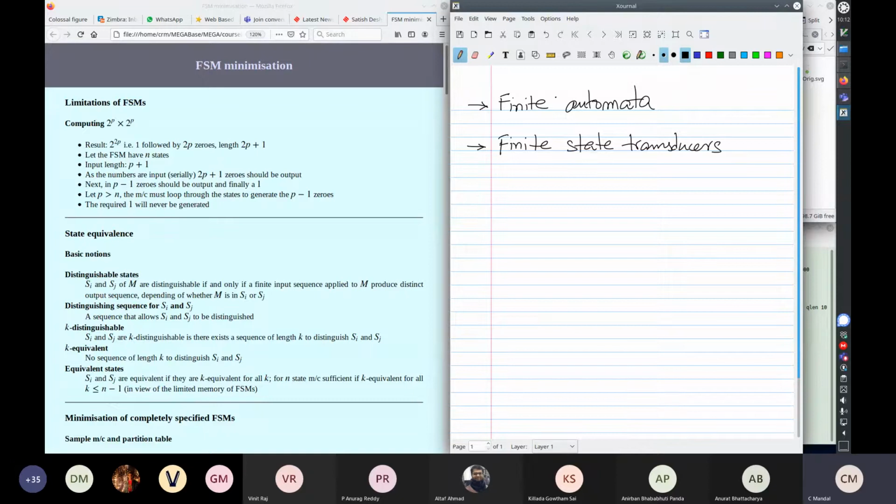So far means in your other course on what is that course? In FLAT you have studied finite automata. Are they, computationally, the same, or are they different? Can someone try to answer? Are finite automata computationally equivalent to finite state transducers, or are they different?